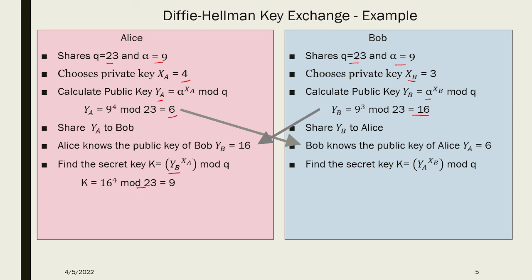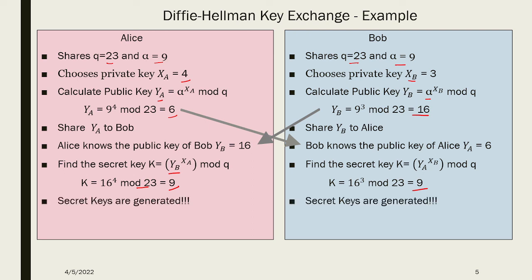Once the values are substituted, Alice has got the K value equal to 9 and Bob also has calculated the K value and he has got the answer as 9. So now both of them have the same value and hence the secret keys are generated. Now they can share any message with the help of this secret key. This is the main advantage of Diffie-Hellman key exchange.